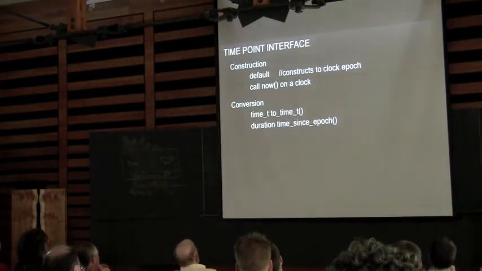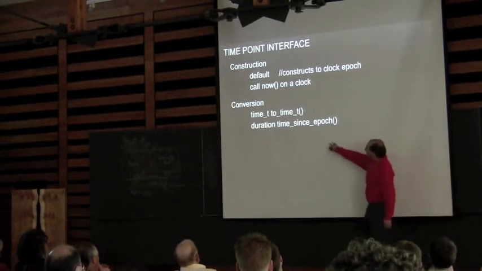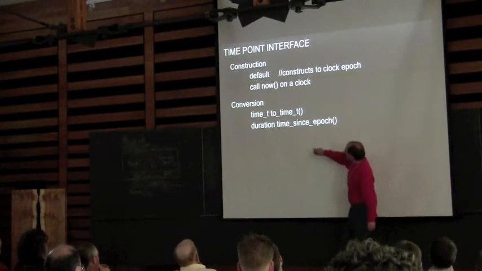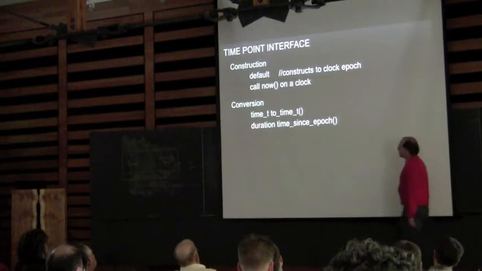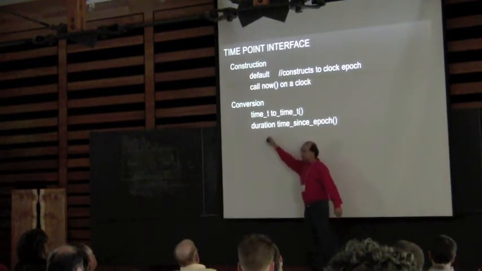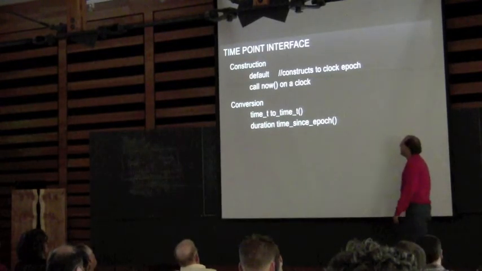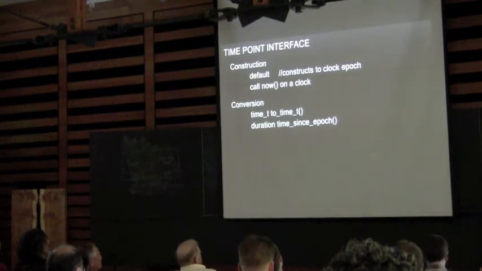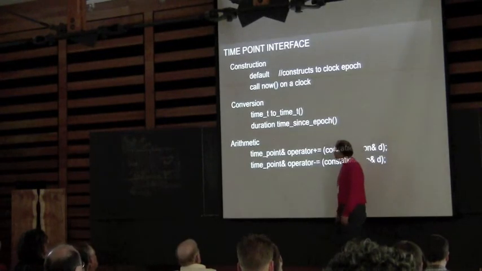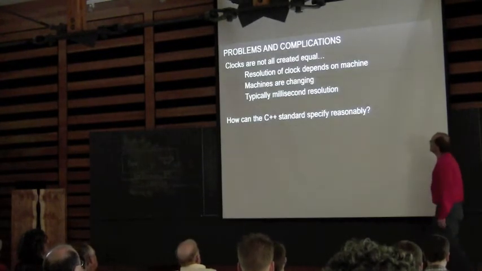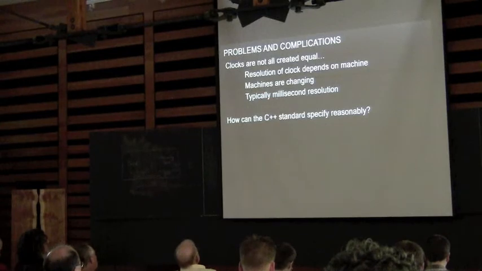There's a couple of special conversion things you should be aware of. If you want to get a time_t out of it, you can. If you want to get the time since the epoch in a duration type, that's the duration type that comes along with it, you can get that information as well. That helps you actually make conversions to other things. There's all the arithmetic that I've already shown you, and so forth. So far, so good, right? Everything is beauty and light.